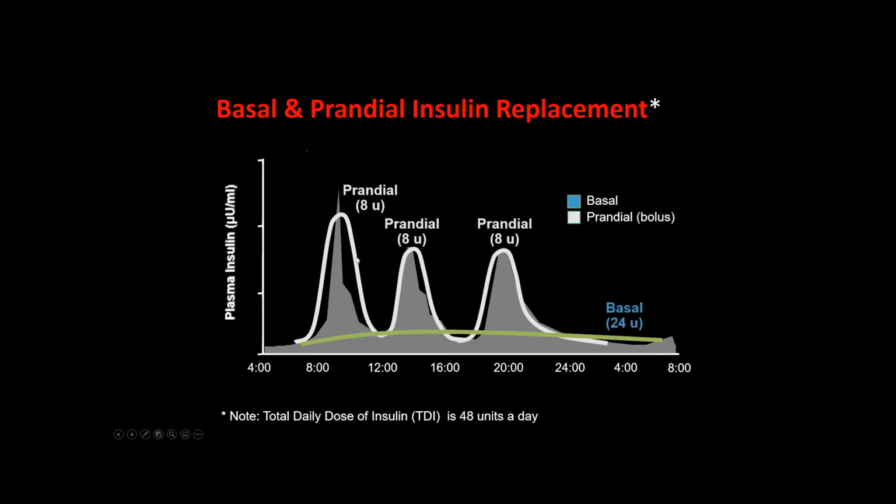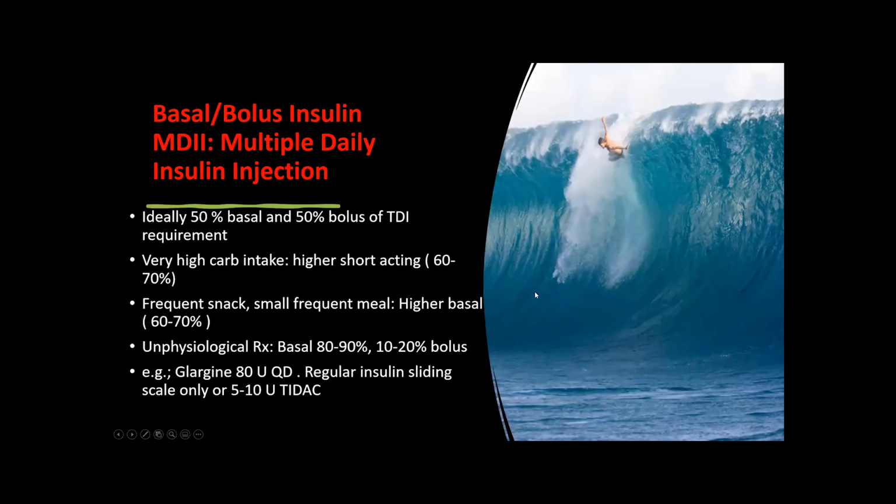You can split into 8, 8, 8, or you can split according to how much they are eating. You might have to do a little bit of history taking. What is your biggest meal of the day? What is your smallest meal of the day? And how much insulin are you taking within the last 24 hours? What is the blood sugar reading within the last 24 hours?